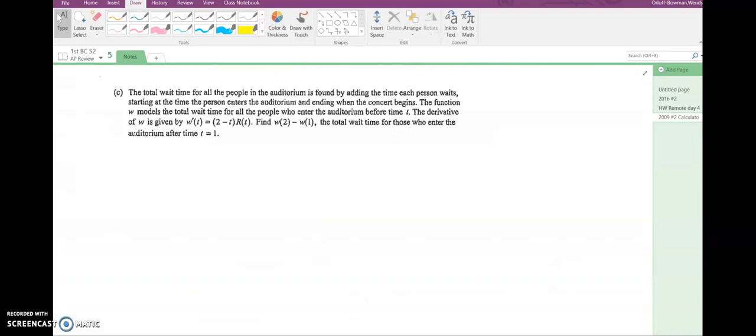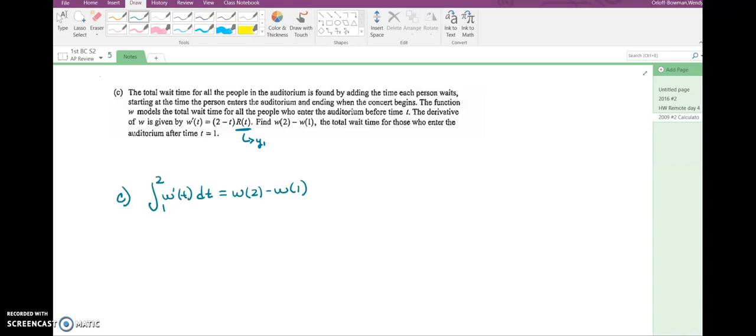So now we have a new function that has been introduced into the problem, and it is W of t, which is total wait time for all people who entered the auditorium before time t. And they've given us the derivative of W of t. Okay, so that rate of change of wait time. It's going to also incorporate R of t. We can't forget that we've placed that in Y1. And they want you to find the W of 2 minus W of 1, the total wait time for those who enter the auditorium after time t equals 1. So go ahead and write an integral setup for this problem.